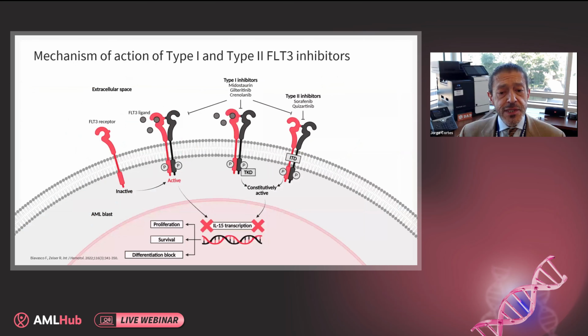Now, in practical terms, the distinction between the type 1 and the type 2 is that the type 1 inhibitors, that, as I mentioned, work against both the active and the inactive conformation, inhibit both the FLT3-ITD and the FLT3 kinase domain mutations, whereas the type 2 inhibitors, I remind you, sorafenib and quizartinib, only work against the ITD mutation. So that is an important thing to keep in mind. And we're going to be talking about what the clinical implications of these have been throughout the different studies.